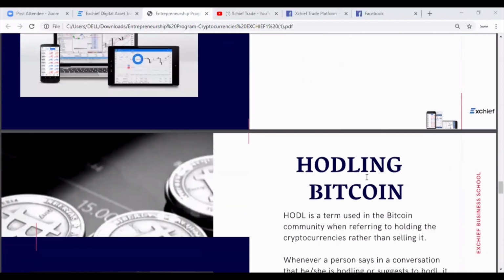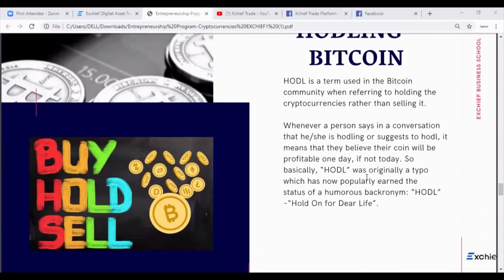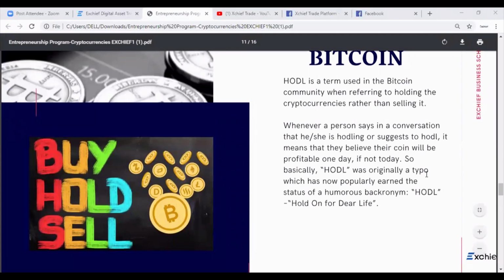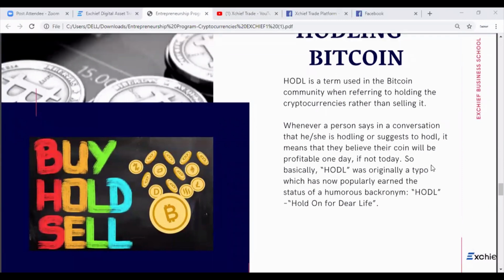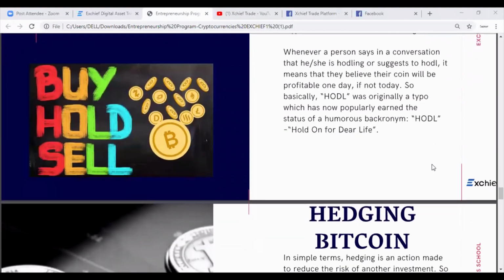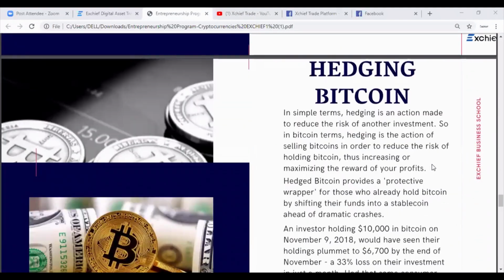I explained how hodling Bitcoin works, as in if you feel the asset that you're having will appreciate in value, you hodl it, then you wait for it to appreciate, then you make that sale. Then we have a way of hedging Bitcoin or hedging any cryptocurrency. So hedging in simple terms means that you actually reduce the risks of your investment. In Bitcoin terms, it means that you're actually selling your Bitcoin to a stable asset.